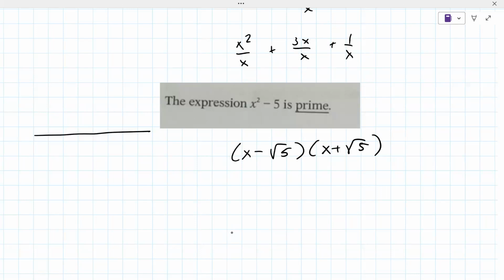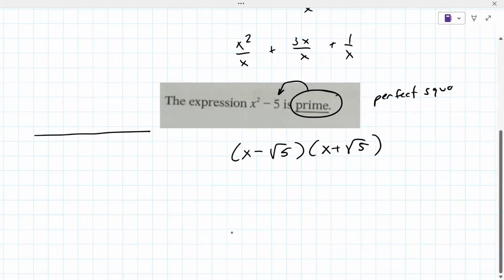Too, so I'm not sure if that matters. You might want to look back in your notes and see if prime means that the second one has to be a perfect square. I'm not sure. I don't know, we could skip the question. Sure. All right.